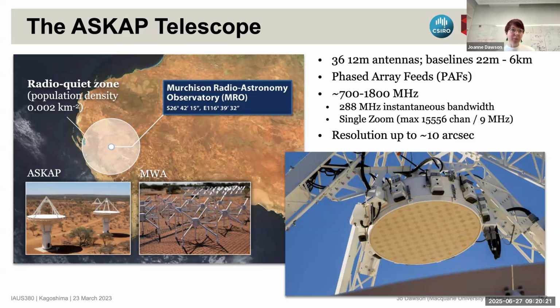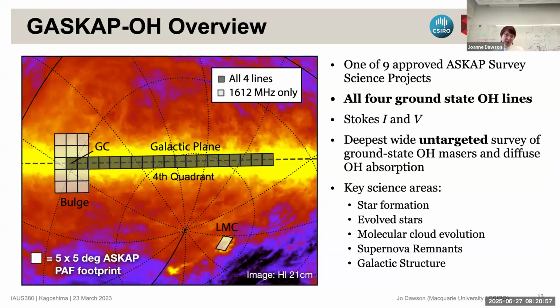And the other thing that's amazing about ASKAP is that it's in an incredibly radio quiet zone. The population density in the area of the telescope is something like 1 person per 500 square kilometres. So in terms of human activity around the telescope, it's pretty radio quiet. We still have issues with satellites and other things like that. But overall, the site is amazing and the telescope is amazing. Yeah, and the band covers the OH lines, not simultaneously, I should point out, which is annoying, but we can get them. So what's GASKAP-OH going to do?